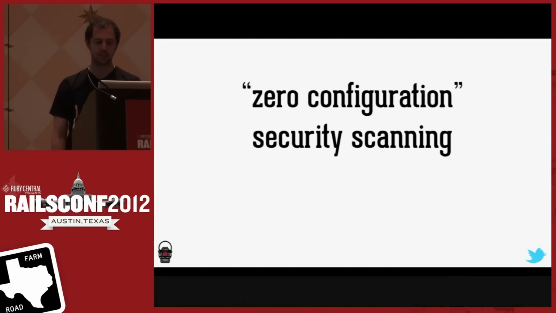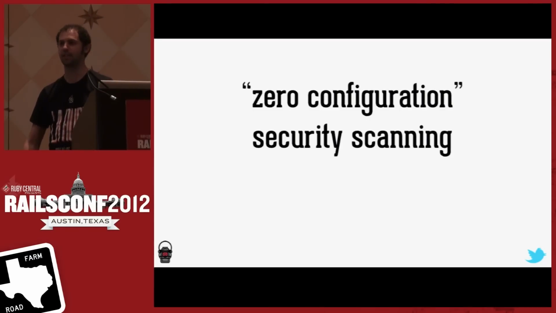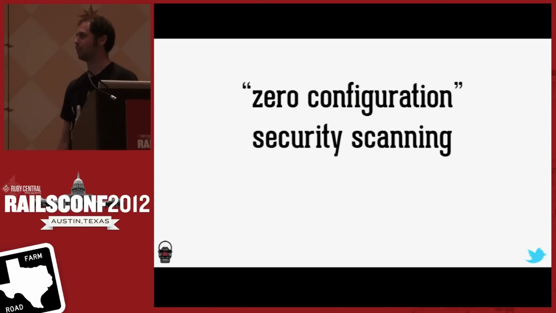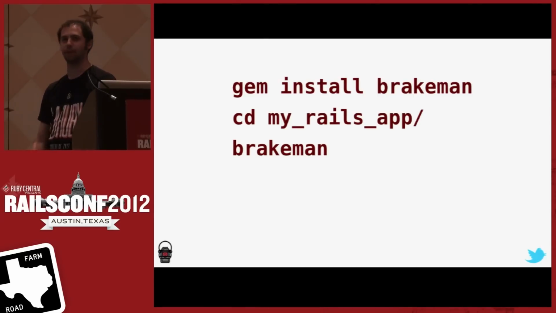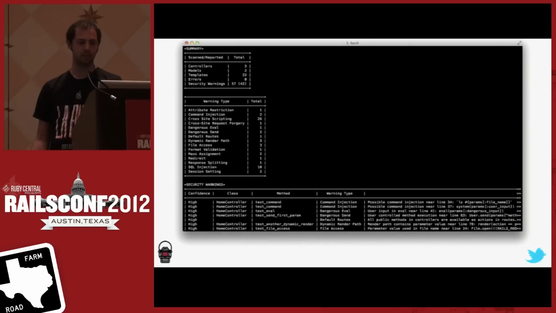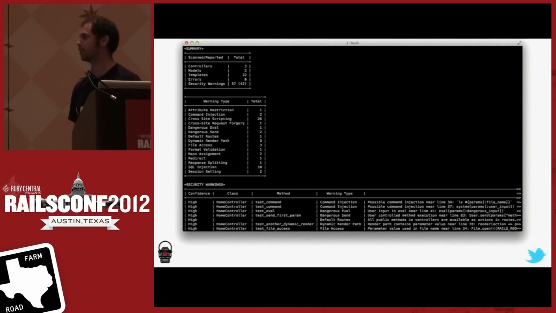So this is the tagline I like: zero configuration security scanning. This is what you do. You install it, you go to your Rails application, and then you type Brakeman. If you do that, you'll get some kind of output like this. It doesn't matter what it says exactly, but it'll look like this, which is good for a quick look.